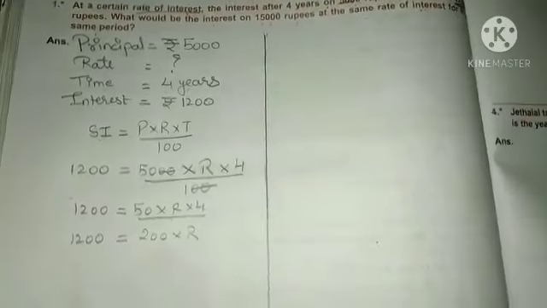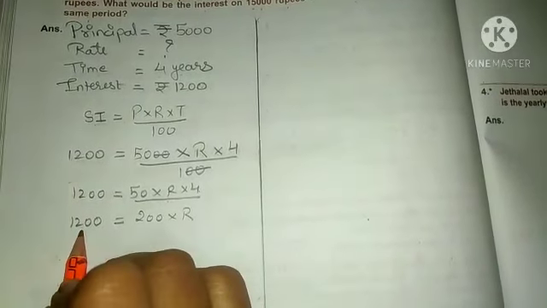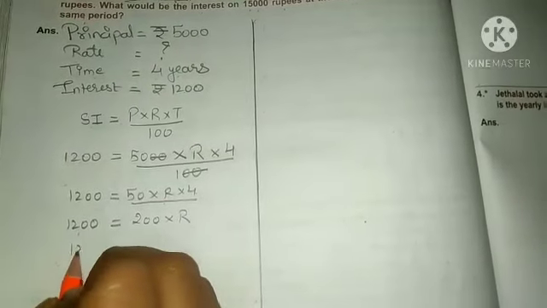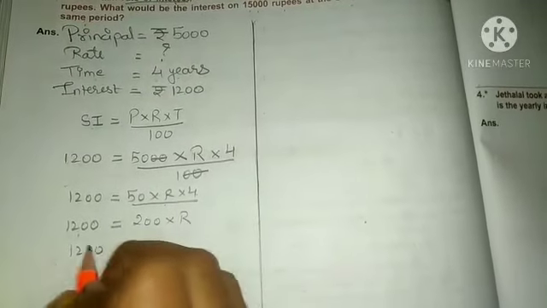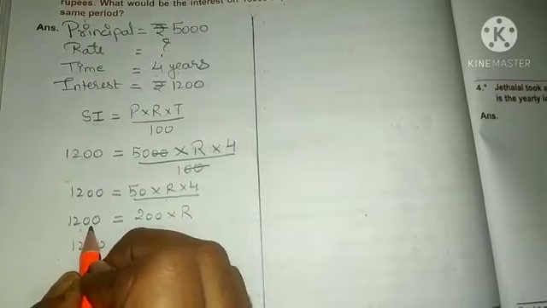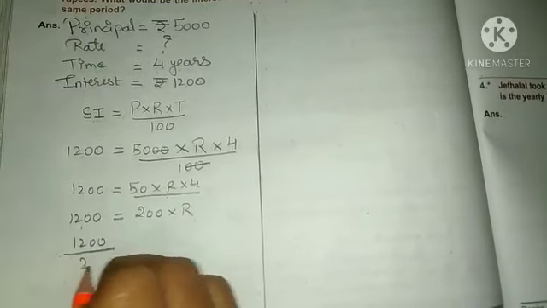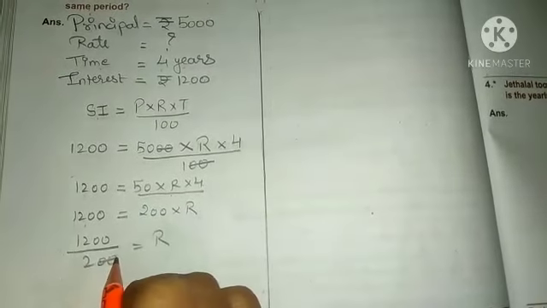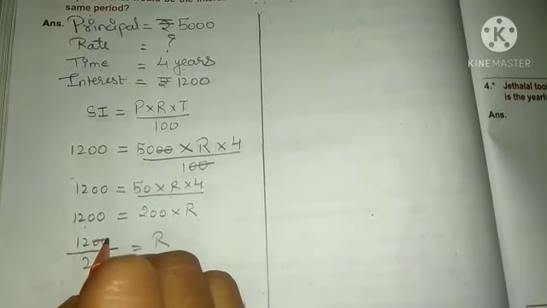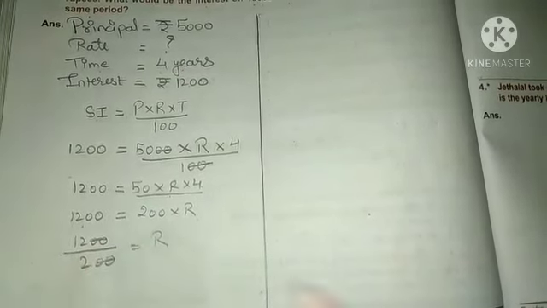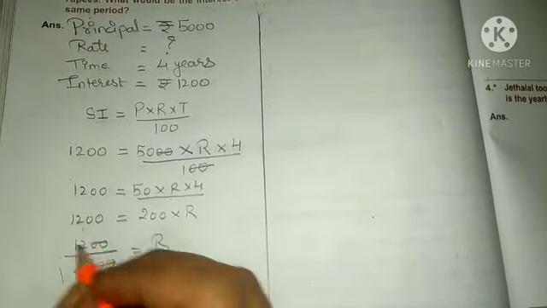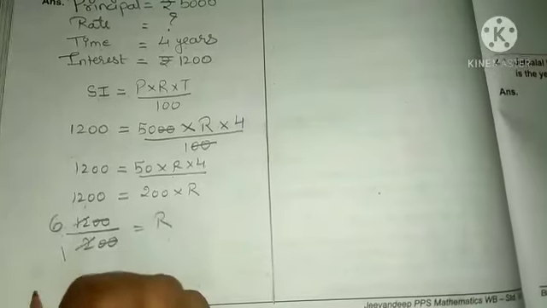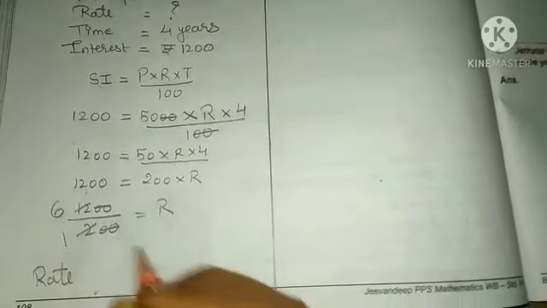Now what will you do? Now you will take this 200 to the right hand side. Clear? So 1,200. Now when you take 200 to the right hand side, multiplication will become division. Understood, everyone? Now how will you do the calculation? 2 zeros from 200 and 2 zeros from 1,200 will get cancelled. 2 ones are 2, 2 sixes are 12. 6 divided by 1, what will you get? Your rate of interest.